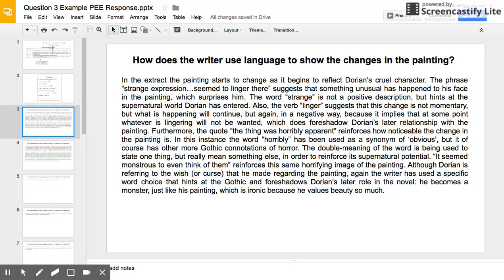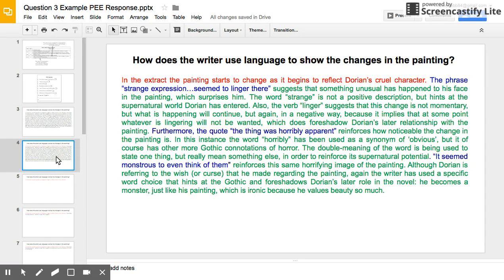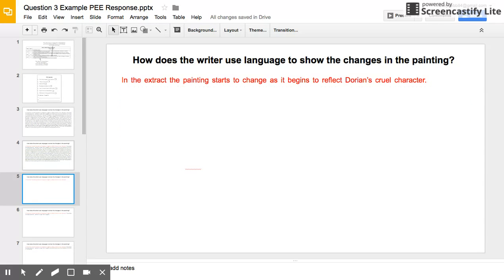In this extract, Dorian notices a change in the painting, that it starts to take on his evil, cruel characteristics. The question is, how does the writer use language to show changes in the painting? I'm going to change it from black to colour to start with because I think this may help us structure our paragraph a little bit better. Red is the point sentence, blue is the evidence, and green is the explanation. As you can tell from the colour, green explanation is the most important part of a PE paragraph. That's where all the marks are, really. So that's what we want to be focusing on.